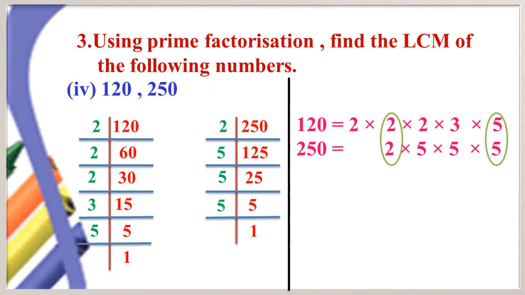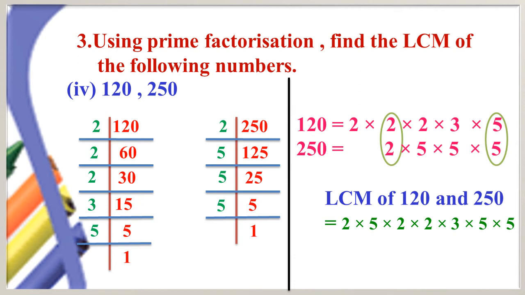Next, we want to multiply common factors and remaining each factor. Therefore, LCM of 120 and 250 equal to 2 into 5, the remaining factors 2 into 3 and 5 into 5. So, the answer is 3000. That is LCM of 120 and 250 is 3000.